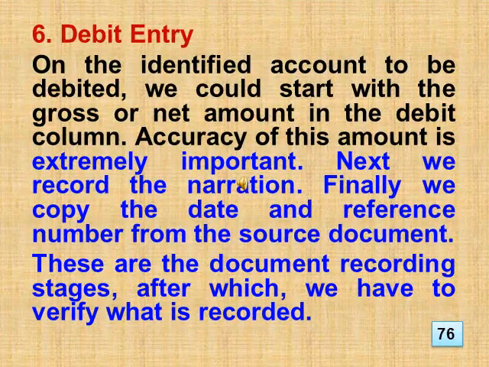6. Debit entry. On the identified account to be debited, we could start with the gross or net amount in the debit column. Accuracy of this amount is extremely important. Next we record the narration. Finally we copy the date and reference number from the source document. These are the document recording stages, after which, we have to verify what is recorded.